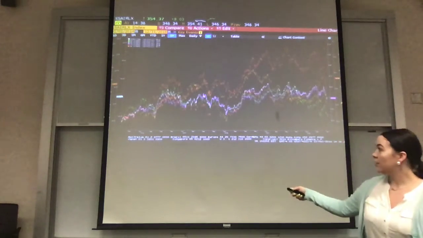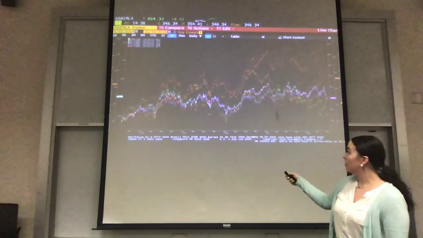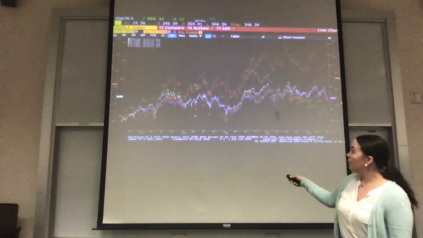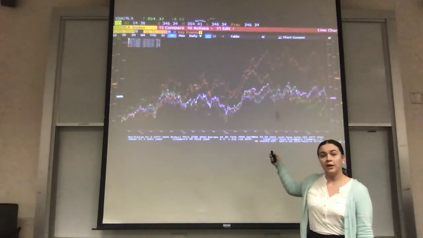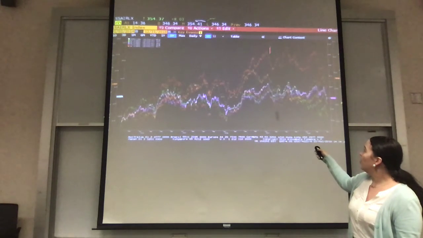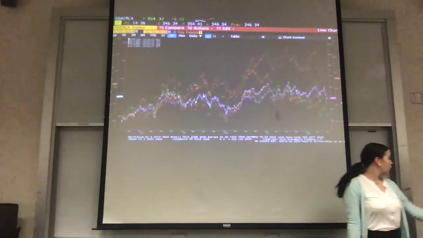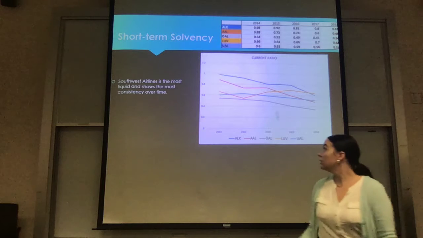This here, the white line you see, is the S&P Airlines Industry Index. As you can see, the other companies are pretty much in line with their index. This red line up here is Southwest. Their price is a little bit higher, and as you can see, their movements are fairly larger than the industry index. First, we're going to look at solvency.